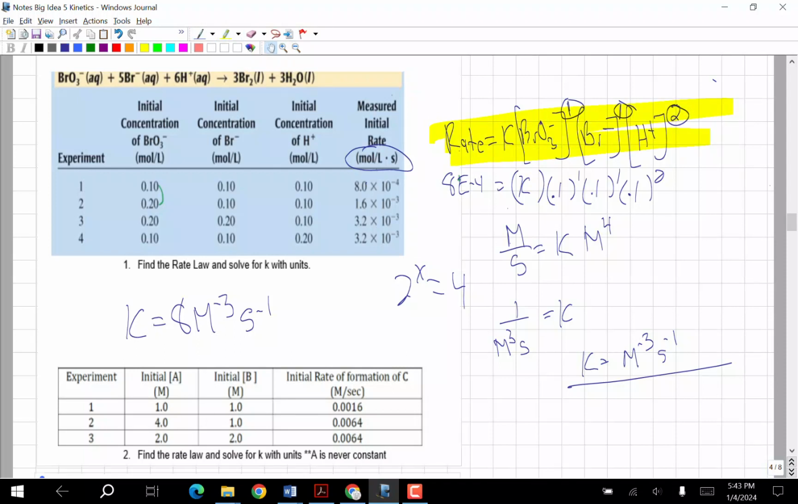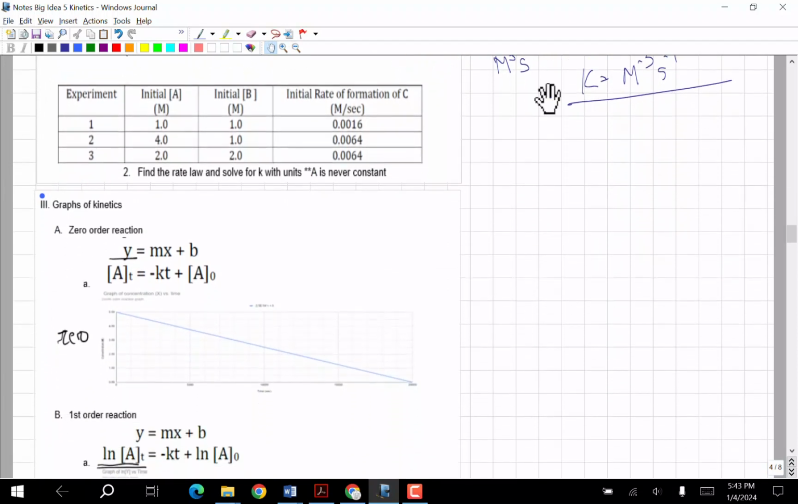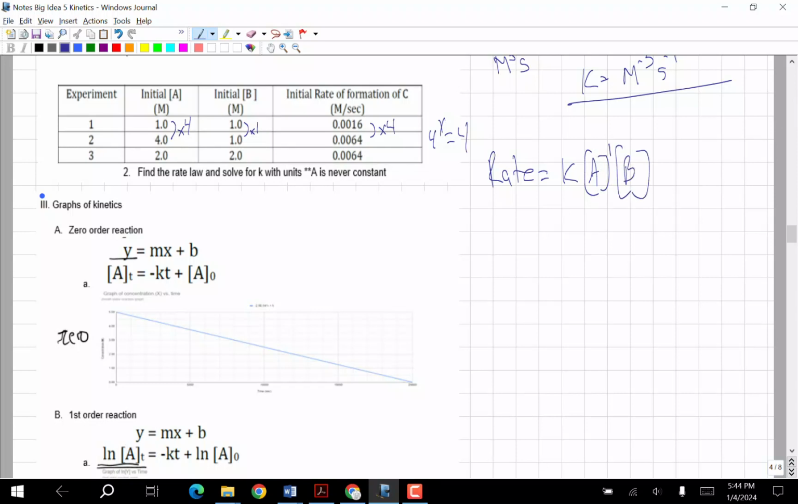Find the rate law and solve for K with units. Okay, so one more. On this one, see how this is times 4, times 1, and I'm going to check to make sure. What's 16 times 4? 64. So that's times 4. So notice, 4 to what power x equals 4? That's 1. Rate law time: rate equals K, A, and it's very common to do the A's and the B's. And this is first order.